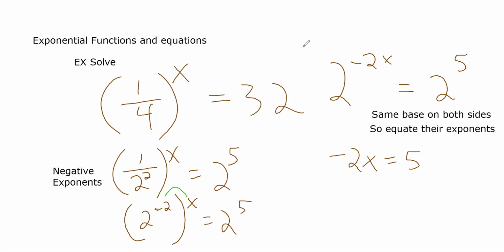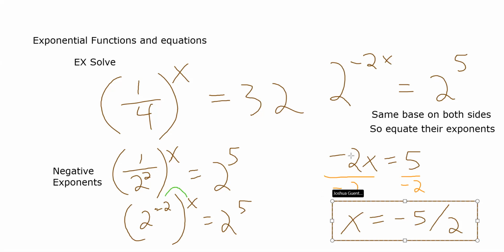And then finally, I can divide both sides by -2. And so my answer is x equals -5/2. So a pretty snazzy example.